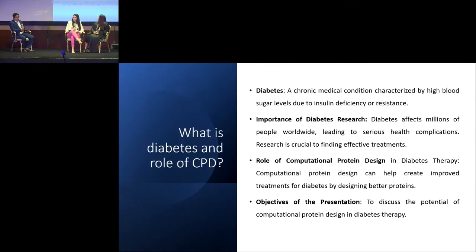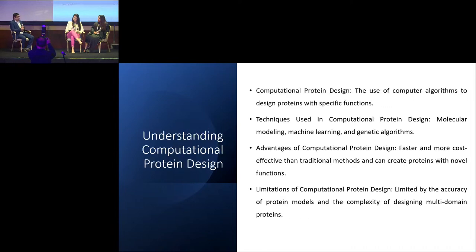So diabetes, the word definitely doesn't need an introduction to any one of us. It affects millions of people. And how computational protein design can be used in diabetes research is what I'm going to talk about. Before that, we need to understand what computational protein design is. Computational protein design uses computer algorithms and software to design new proteins with specific functions. Mainly molecular modeling and molecular dynamics algorithms are used for designing new proteins.